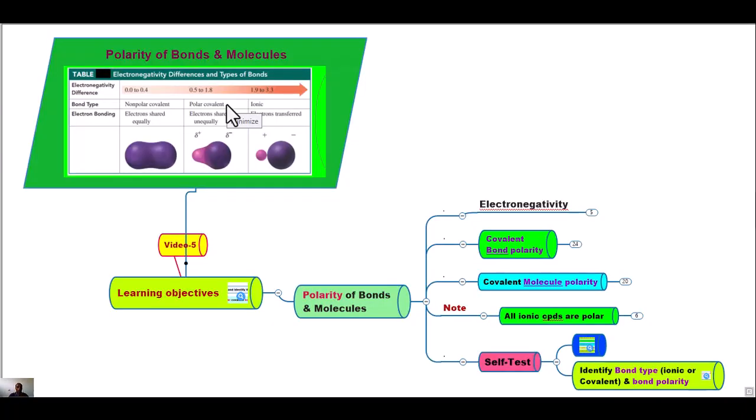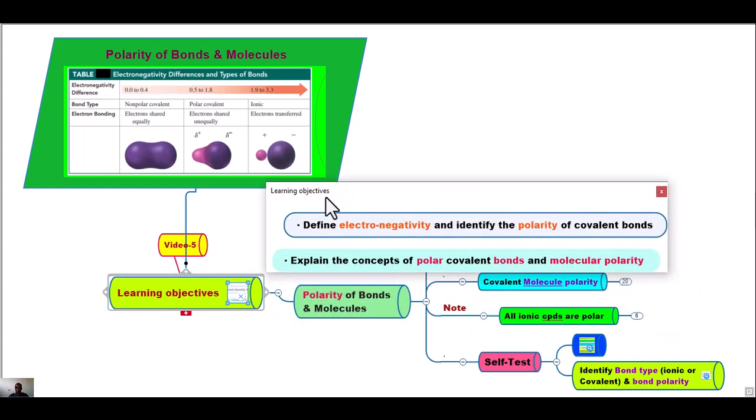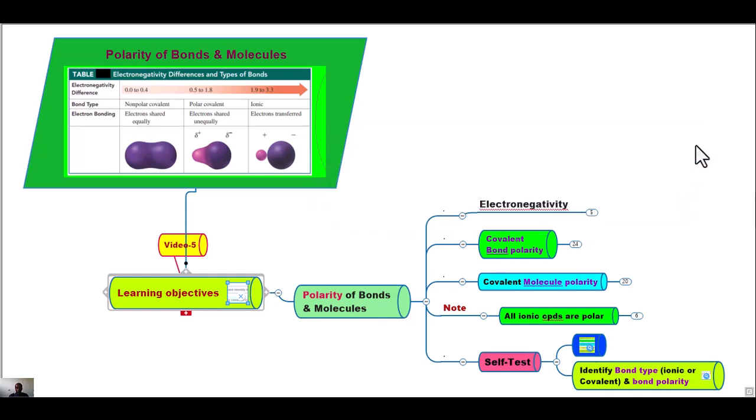Hello guys, this is the last video of chapter 6 and it deals with the polarity of bonds and polarity of molecules. The learning objectives of this video are: 1. Define electronegativity and identify the polarity of covalent bonds. 2. Explain the concepts of polar covalent bonds and molecular polarity.